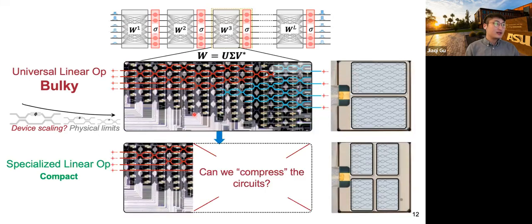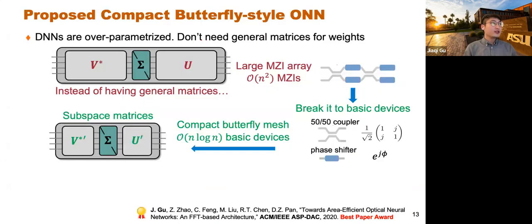So the natural idea is, can we compress the circuit just like when we compress the neural network, right? Quantization, pruning. Can we further compress the circuit, reduce the area, but maintain similar functionality? If that's possible, then we can squeeze more photonic tensor cores onto the chip. Then we can equivalently achieve higher compute density given the same chip budget. So the intuition is that modern neural networks, including optical neural networks, are always over-parameterized. You don't really need general matrices to construct their weights.